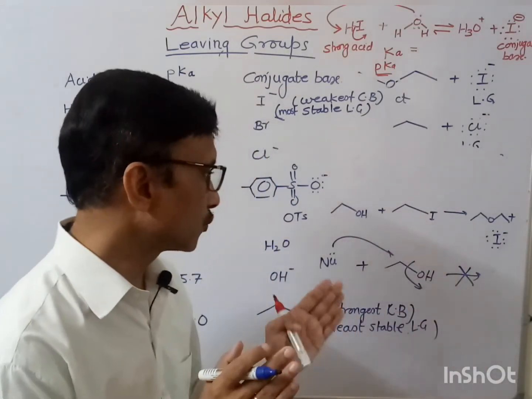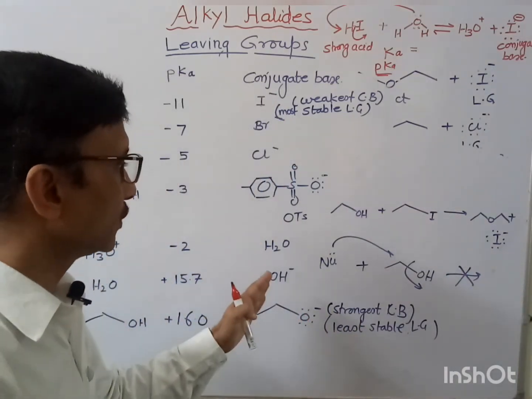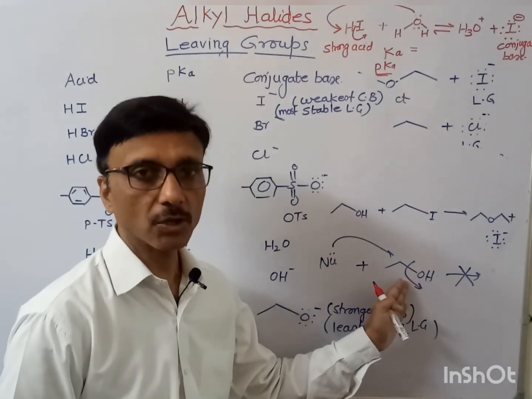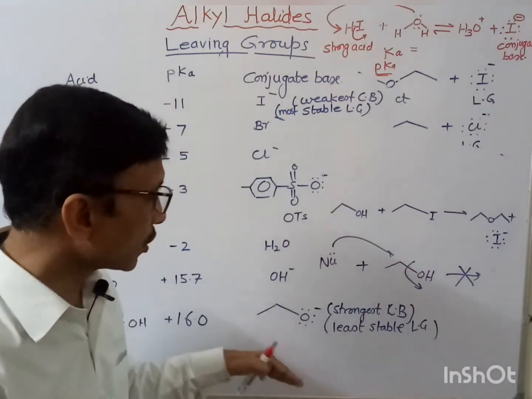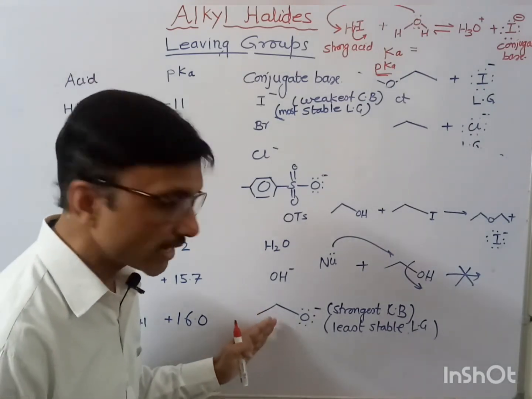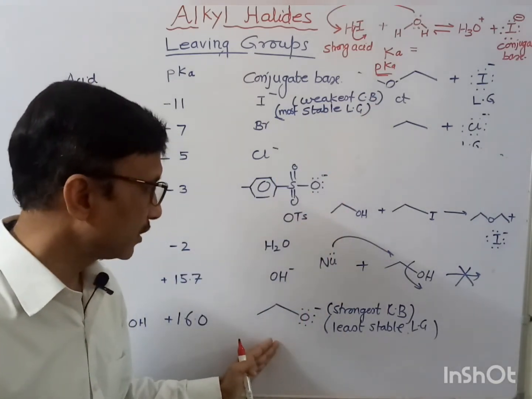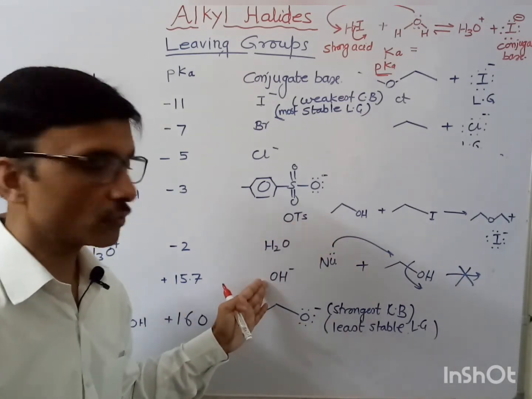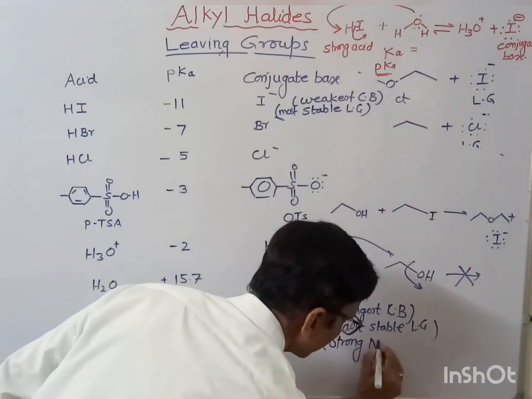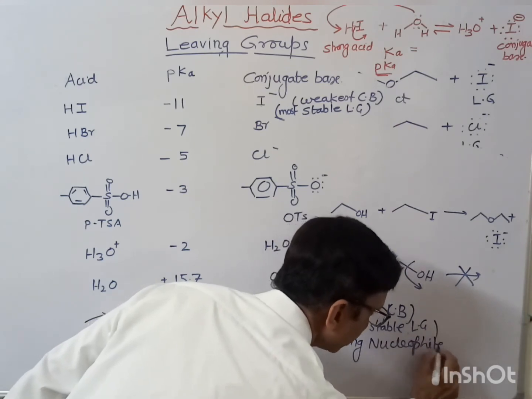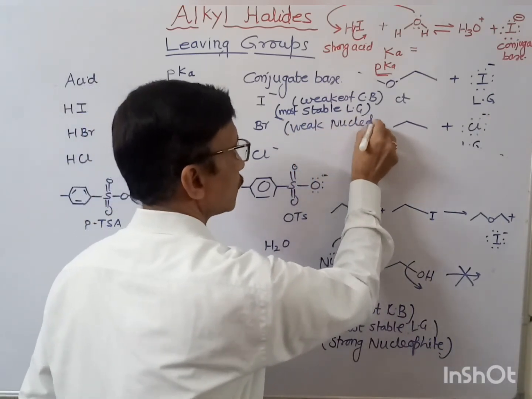But we can do the nucleophilic substitution reaction in acidic condition. So I am writing here one of the nucleophilic substitution reactions of alcohol in the presence of some acidic condition. The weaker the leaving group, the stronger the nucleophile. As I told you, this ethoxide ion can act as a good nucleophile. In the same way, ethyl alcohol can act as a good nucleophile. So this is the strong nucleophile, whereas this acts as a weak nucleophile.